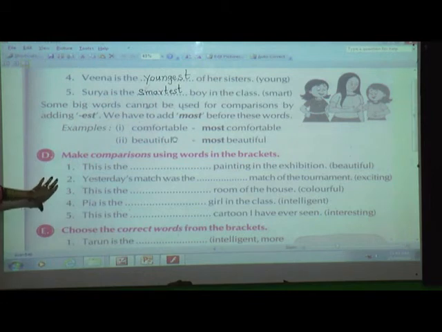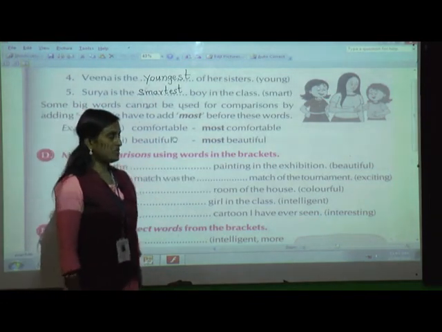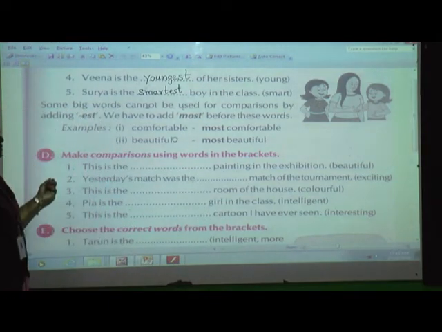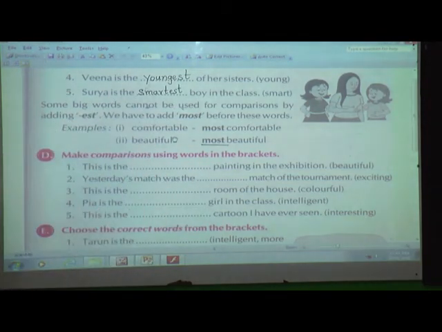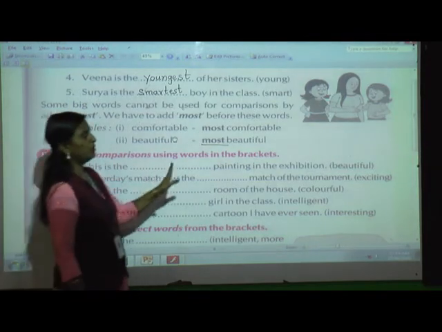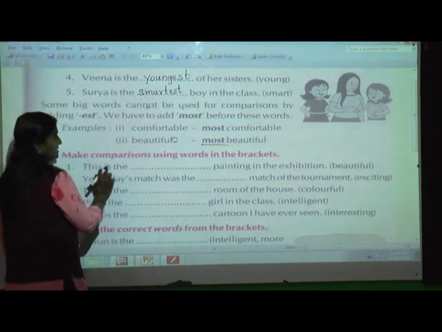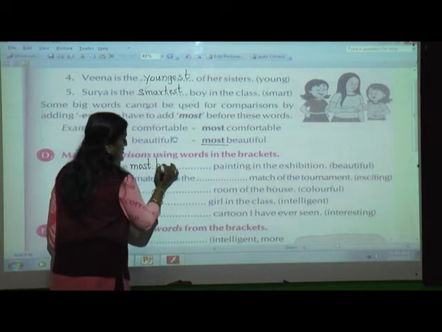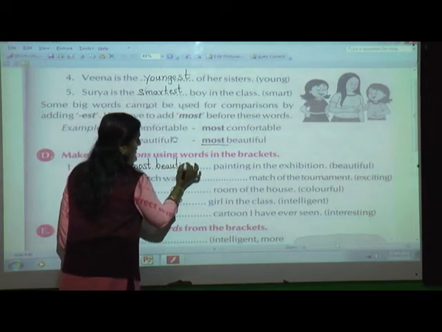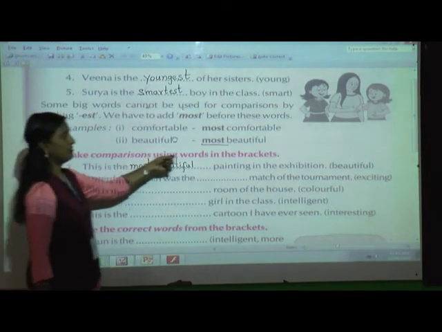Okay, now we'll come on to exercise D. If you'll see over here, the words are big. So that time, when we are comparing more than 2 or 3, we are going to use most. So are you ready, students? Only what we have to do is add most before this word. So this is the most beautiful. Make comparison using words in the brackets.